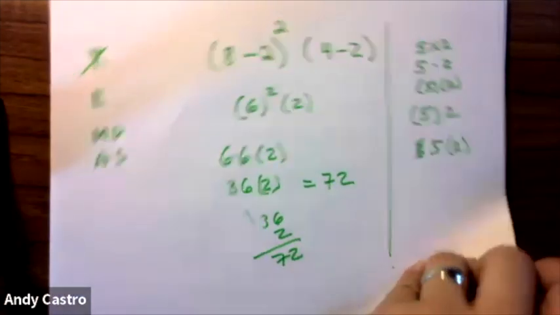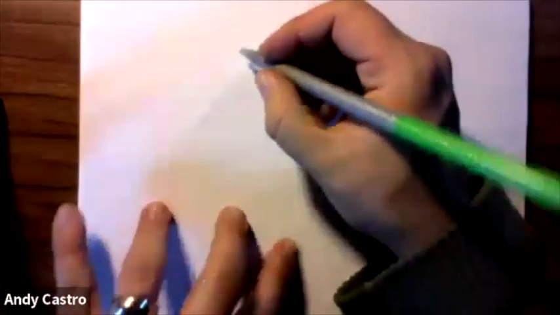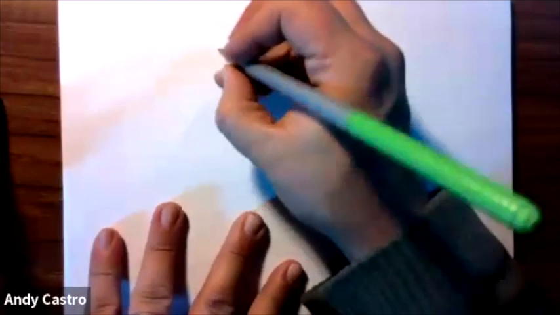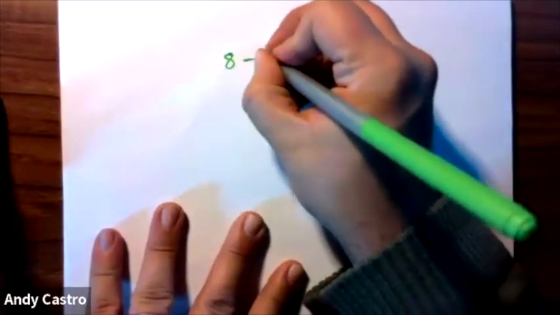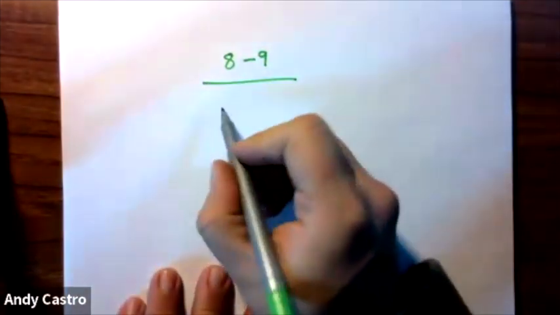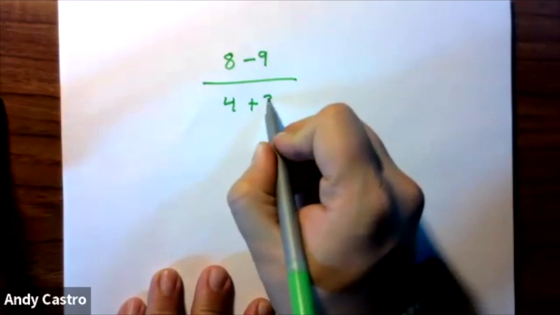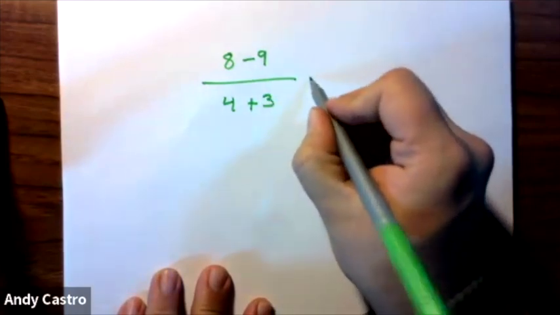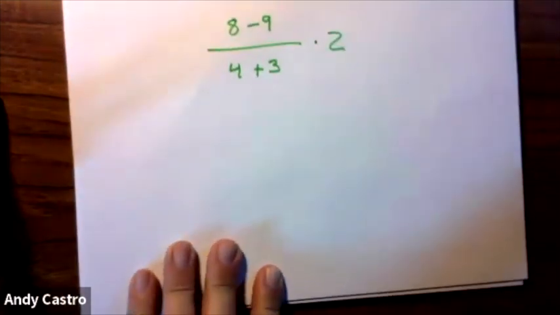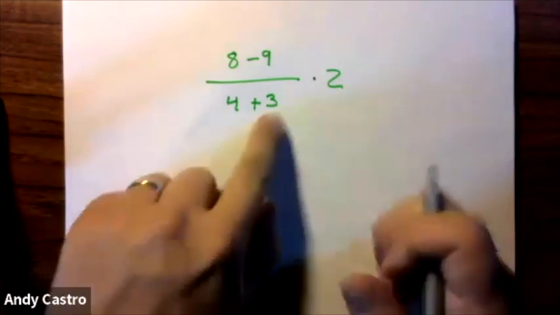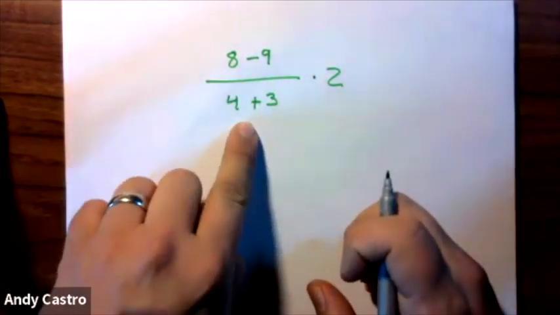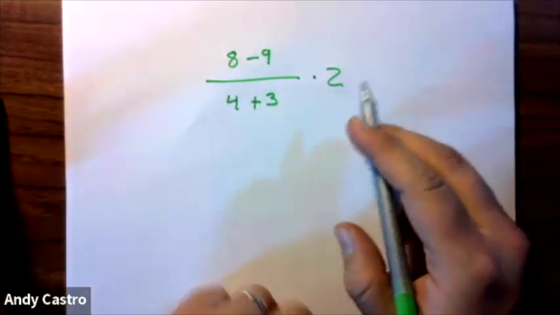All right, let's do another example. Here we have, all right, 8 minus 9. Then we have a big line, 4 plus 3, and then times 2.